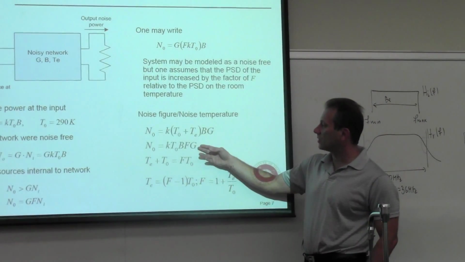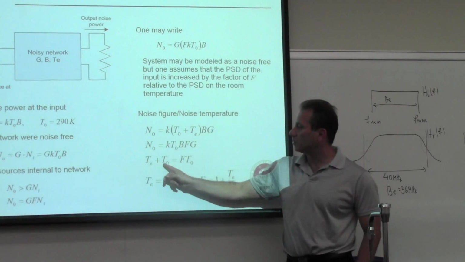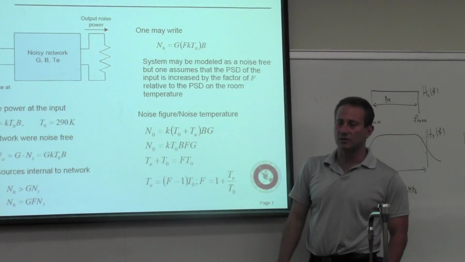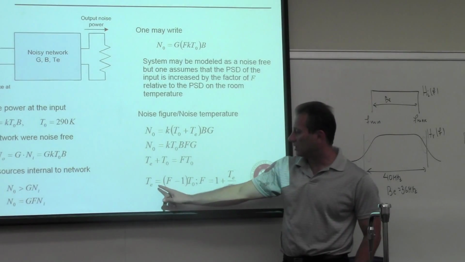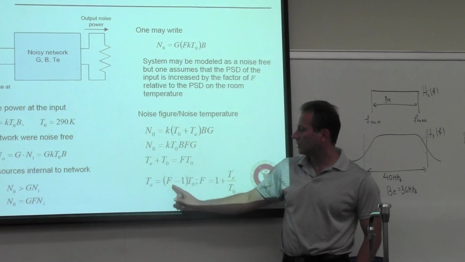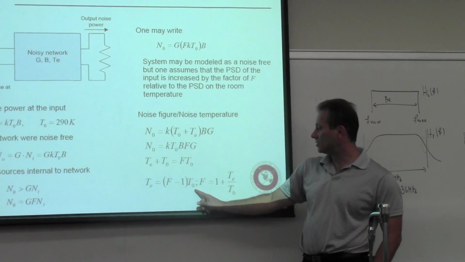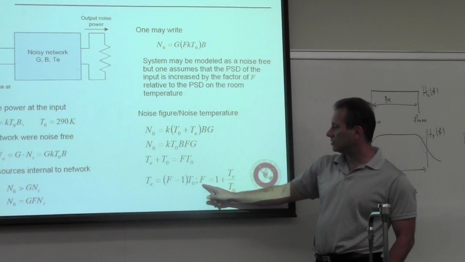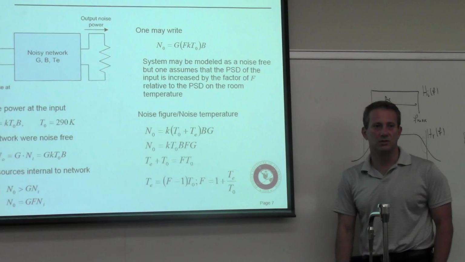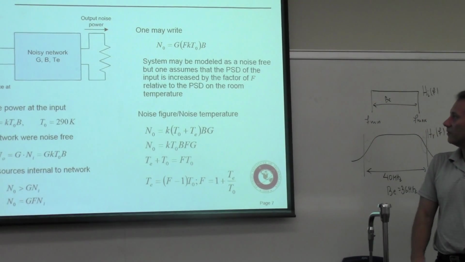And then by saying that the noise has to be the same regardless of whether I use equivalent temperature or equivalent noise figure for calculations, you get that TE plus T0 is equal to F times T0. And then from here, you get the relationship that the equivalent temperature is F minus 1 times T0, and the equivalent noise figure is 1 plus TE over T0. This is how you can go back and forth between the two.